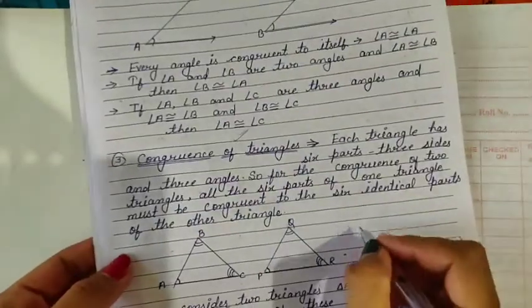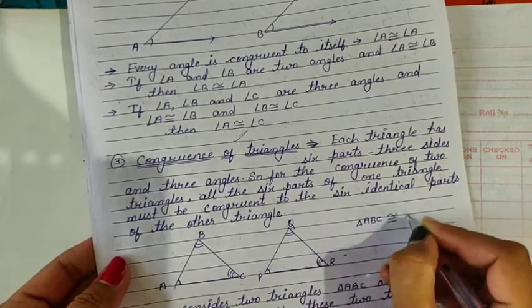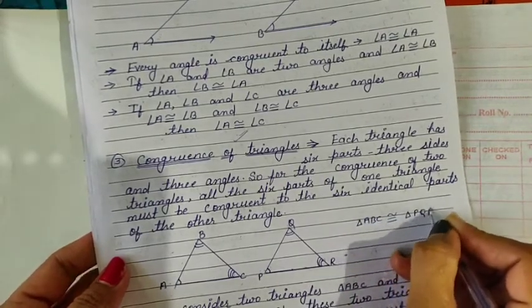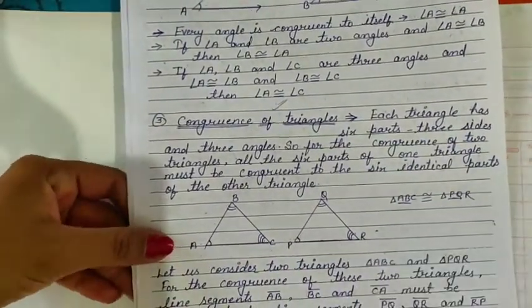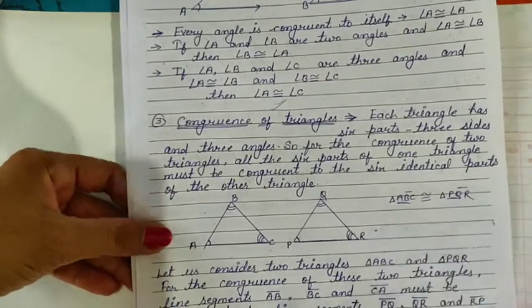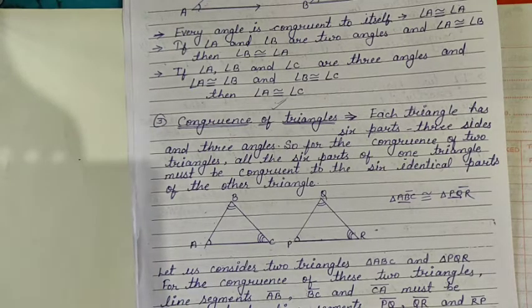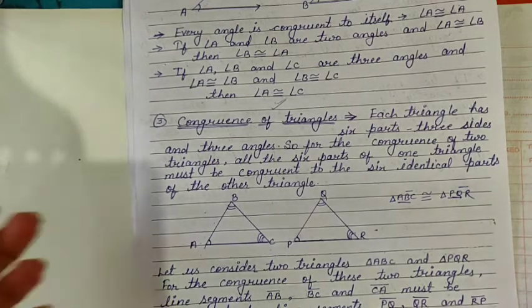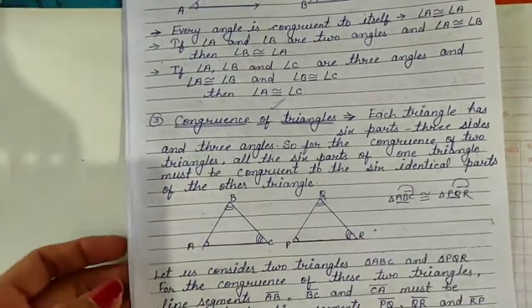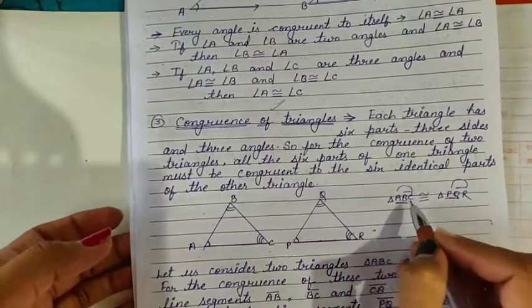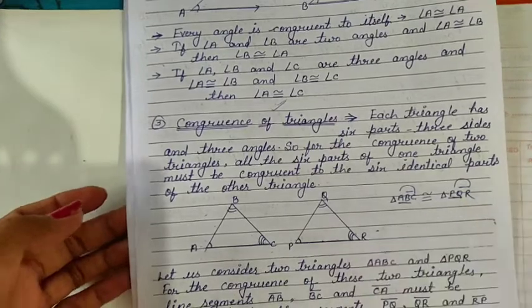Friends, if I write triangle ABC is congruent to triangle PQR, it means this side AB must equal PQ, and BC must equal QR. Corresponding sides are equal in congruent triangles, and CA equals RP. First with first, second with second, and third with third.